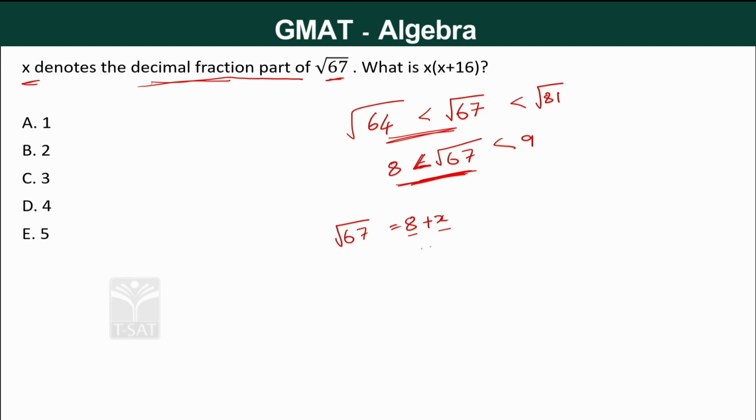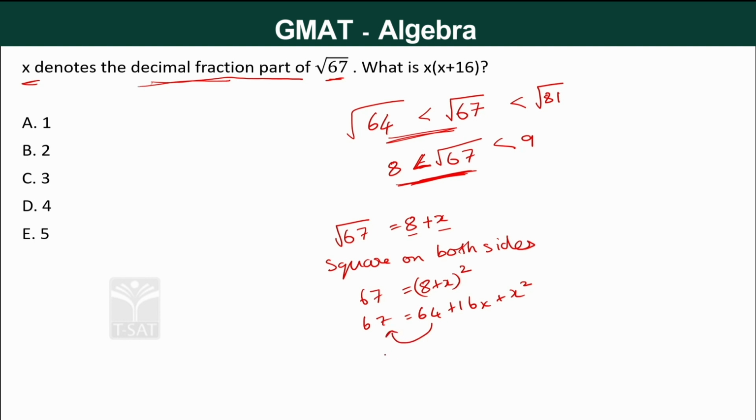Now when we square on both sides, we will get 67 is equal to (8 plus x) whole square. That is 67 is equal to 8 square, which is 64, plus 2 into 8 into x, which is 16x, plus x square. Taking 64 to the other side, we have 67 minus 64, that is 3, is equal to x square plus 16x. These two are left on the right hand side.